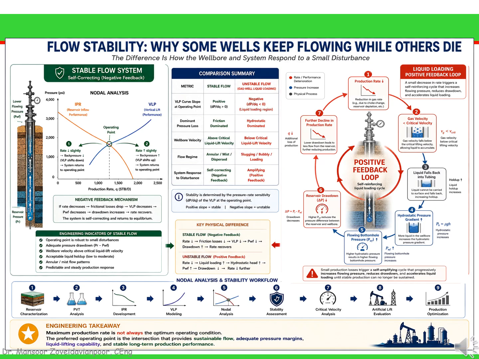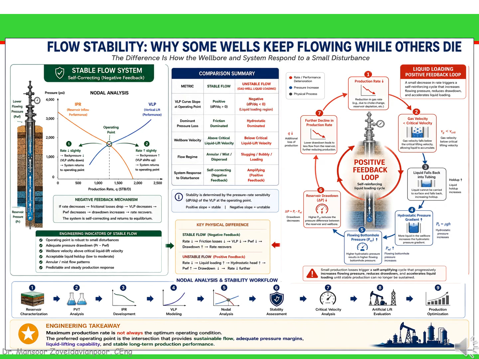Notice what has changed. The disturbance was identical. Only the system response was different. Stable wells resist disturbances. Unstable wells amplify them. That's the defining difference. This is why production engineers don't optimize wells for maximum rate alone. They optimize for sustainable operation. The best operating point is not simply the one with the highest production. It is the one that combines strong production with pressure stability, adequate gas velocity to lift liquids, and enough operating margin to remain stable as reservoir conditions evolve.